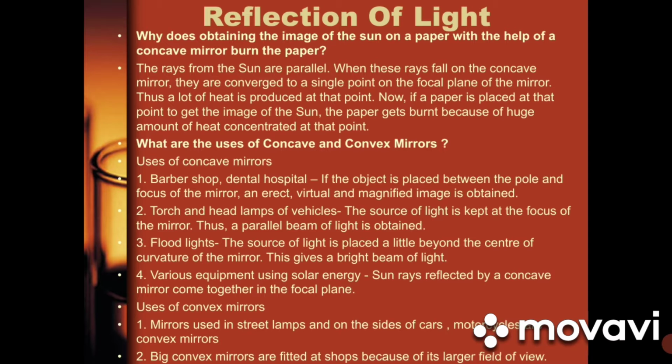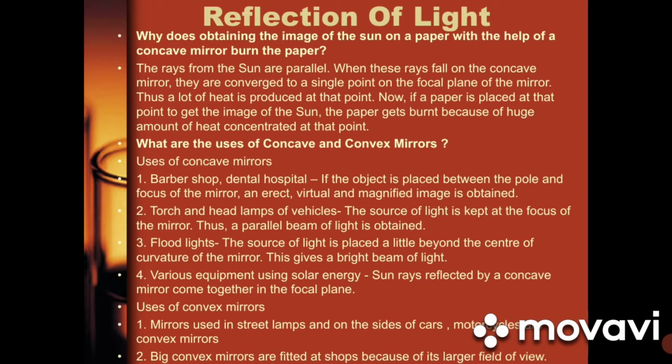What are the uses of concave and convex mirrors? The uses of concave mirrors are as follows. It is used in barber shops and dental hospitals. If the object is placed between the pole and the focus of the mirror, an erect, virtual, and magnified image is obtained. It is used in torches and headlamps of vehicles. The source of light is kept at the focus of the mirror, thus a parallel beam of light is obtained.